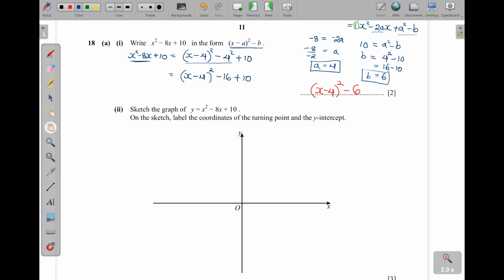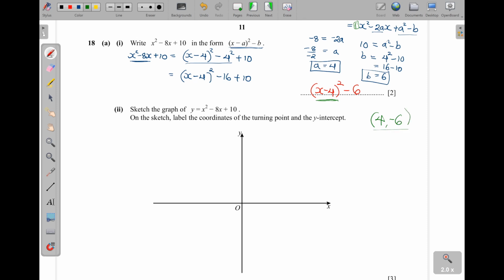The turning point, you get it from here. The x coordinate here, which makes this one a 0, will be 4. So you get this one and you equate it to 0. So x will be a 4. So the turning point is going to be that 4. And then this is the y coordinate, which remains. So that is 4, negative 6.